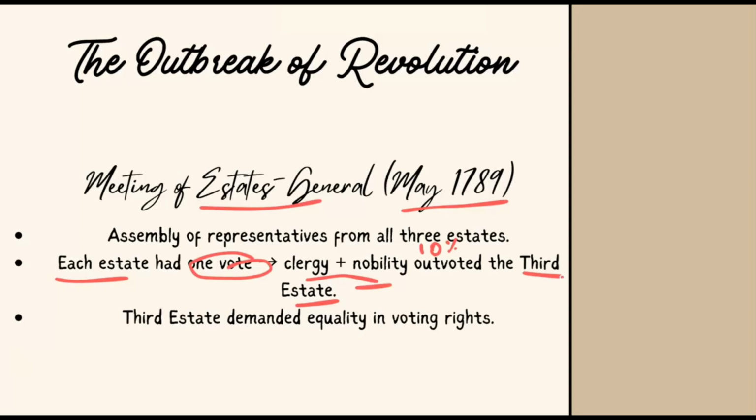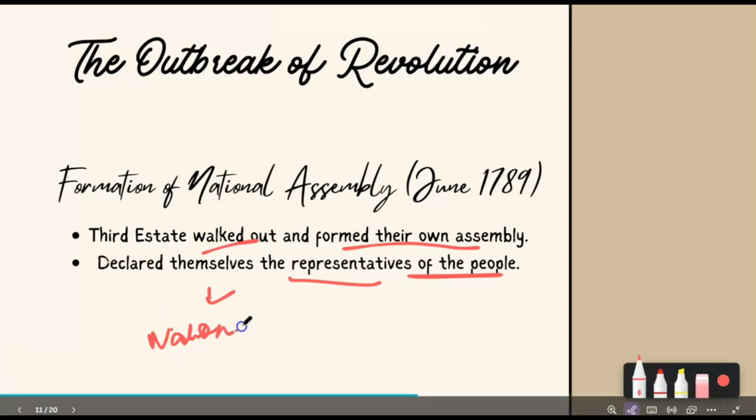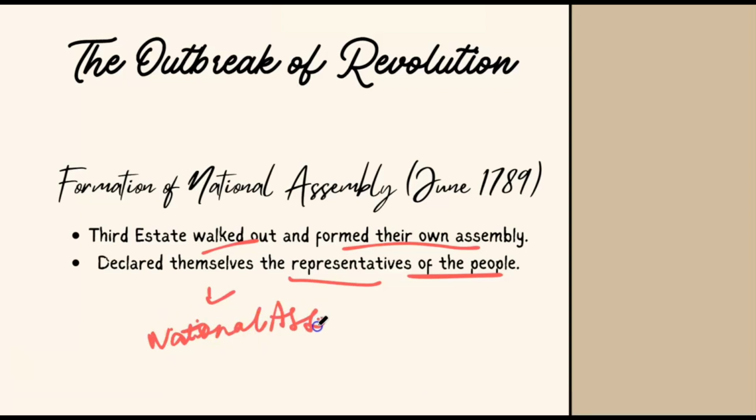This triggered a historic protest. Frustrated, the representatives of the Third Estate walked out of the meeting. They declared themselves the National Assembly, saying they were the true representatives of the people of France. This was the first direct challenge to the king's authority, and it marked the beginning of a new era.